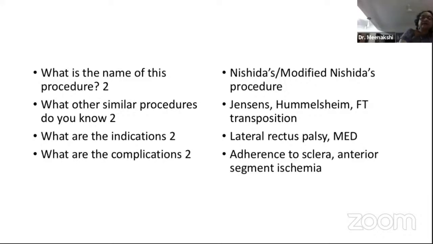And the problem is adherence to sclera, elevation and depression problems, not that much of a problem, but anterior segment ischemia, if you're not careful in dissecting, and if you injure the muscle, always a problem with transposition. That was an excellent answer, Dr. Weber. Now we'll go to the next question.